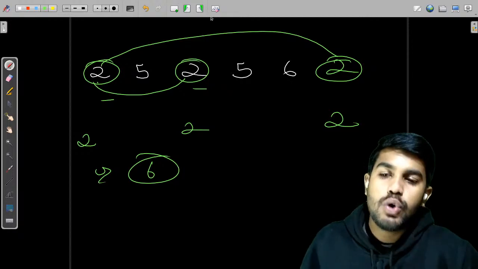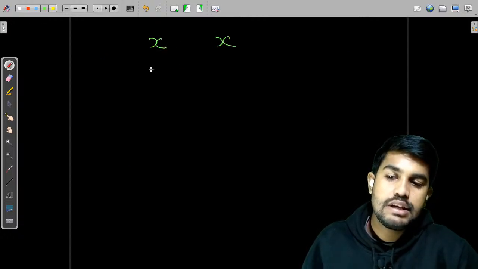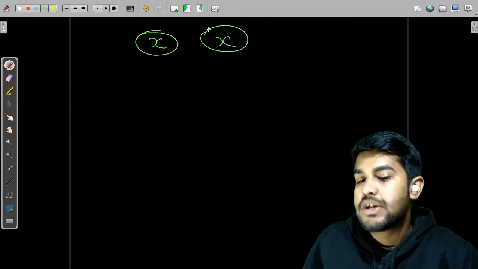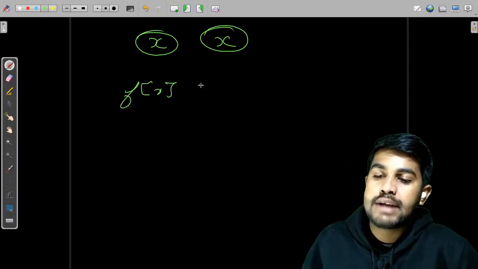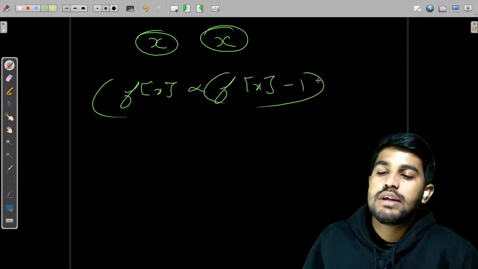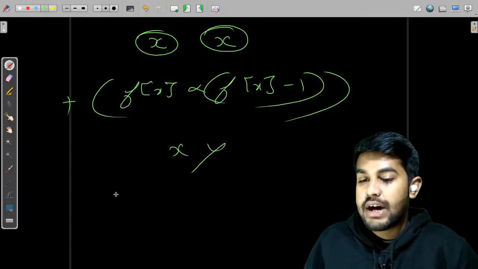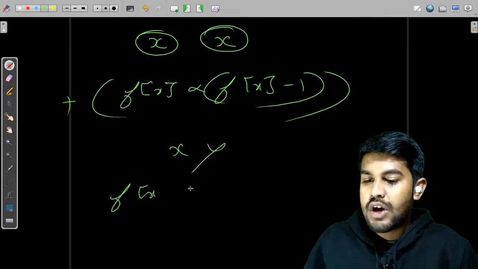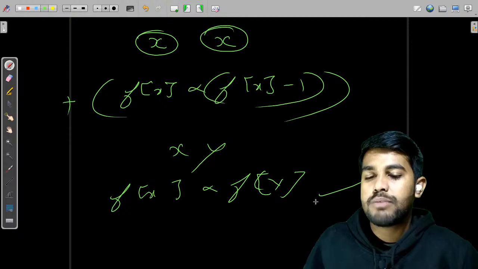Okay, so what is the procedure? Suppose I have x and x. So what I need to do is, if the frequency of x is equal to the frequency of x, then the frequency of x multiplied with the frequency of x minus 1. This is what we need to do and add it to the answer. If this is x and y, then what you can do is x into y. Fair enough. So the frequency of x multiplied with the frequency of y. This is the formula that we would be using.